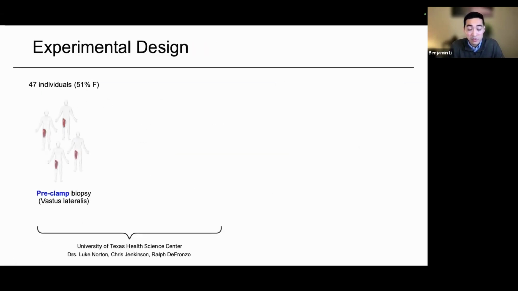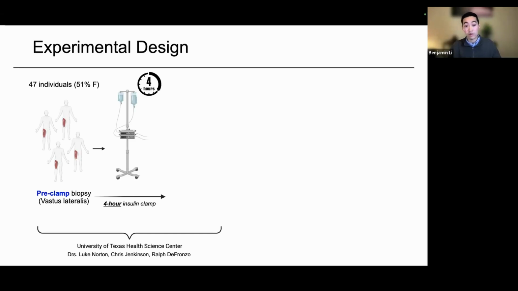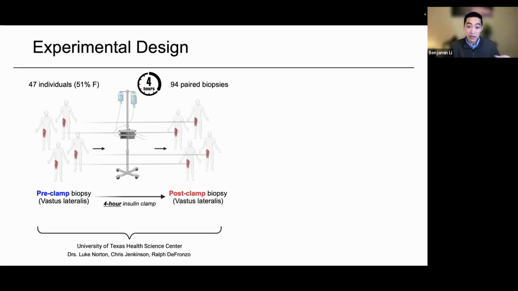In our experimental design, we included 47 individuals, all of whom had self-reported Hispanic ancestry, and approximately half of whom were female. All of these individuals received a pre-clamp biopsy in the vastus lateralis. This is a skeletal muscle in the quadriceps, and this was before the insulin clamp. Then they underwent the 4-hour insulin clamp. This is that stimulation. And then they all received a paired biopsy, again in the vastus lateralis muscle. This is going to be called the post-clamp sample. So 47 individuals, 94 paired biopsies.